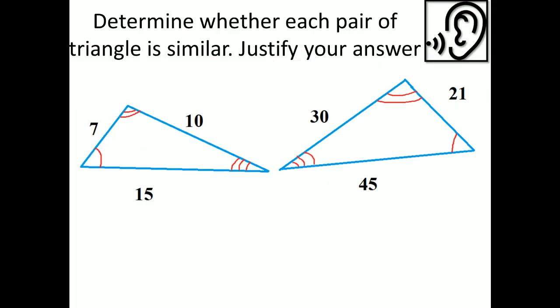Right, so the instructions ask us to determine whether each pair of triangles is similar. Justify your answer. Notice that we are not given any of the angles, we are only given the lengths of the triangle. We have to see if that makes the triangles similar or not. Remember, they have to be the same shape, and they have to have the same angles for it to be similar.